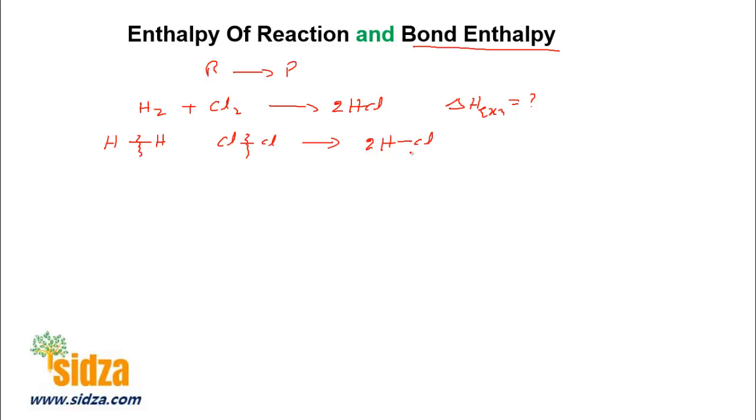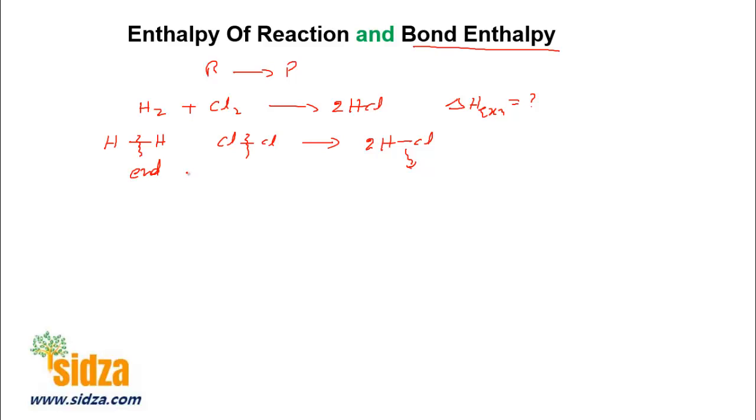And we know when a bond formation takes place, energy is released there, right? How much will be the energy released? Equal to the bond energy. That means the enthalpy of a reaction will be equal to the bond dissociation energy of the hydrogen plus the chlorine, and you subtract it now by the products, because bond breaking is an endothermic step.